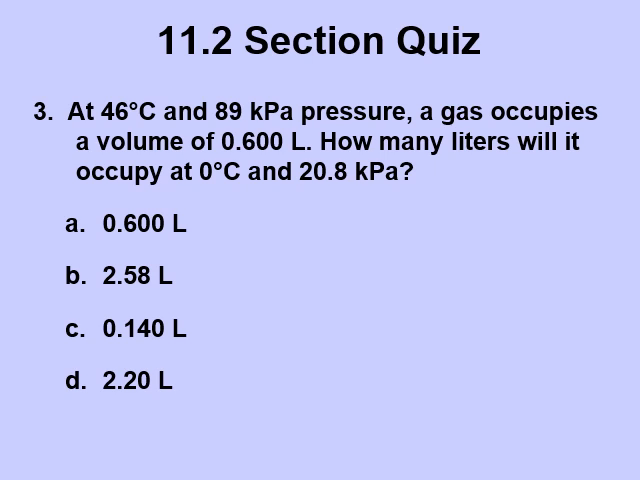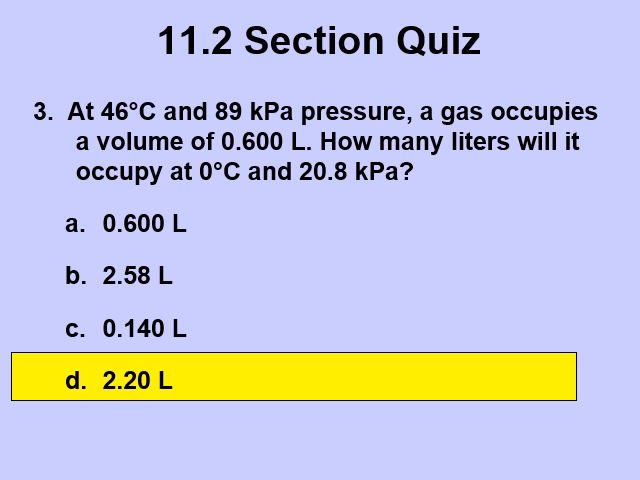At 46 degrees Celsius and 98 kilopascals pressure, a gas occupies a volume of 0.6 liter. How many liters will it occupy at 0 degrees Celsius and 20.8 kilopascals? 2.20 liters.